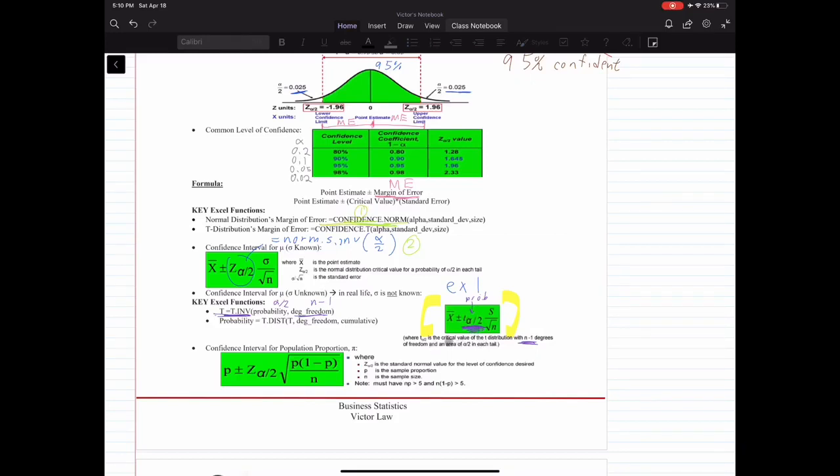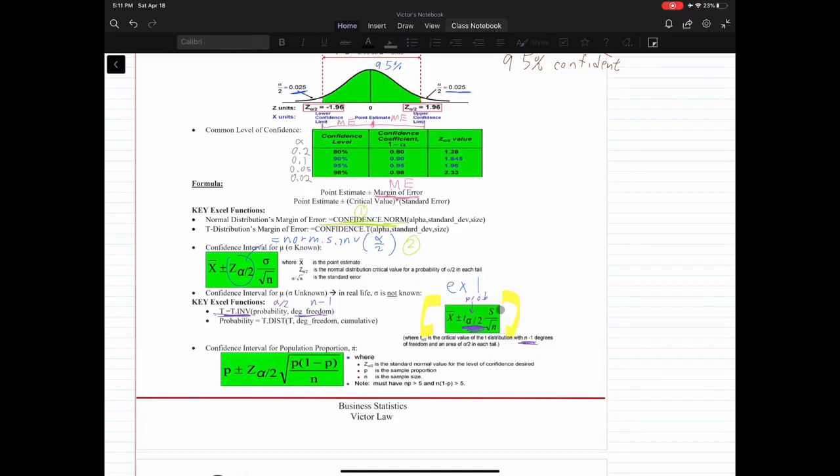To calculate t critical, we're going to use T.INV. It will ask you for two variables: probability, which is basically your alpha over 2, and then your degrees of freedom. Degrees of freedom is n minus 1, which is shown here. It is always going to be n minus 1 when we're dealing with t distributions. So x bar is your point estimate. The critical value is your t alpha over 2. And then your standard error is now your s divided by square root n.